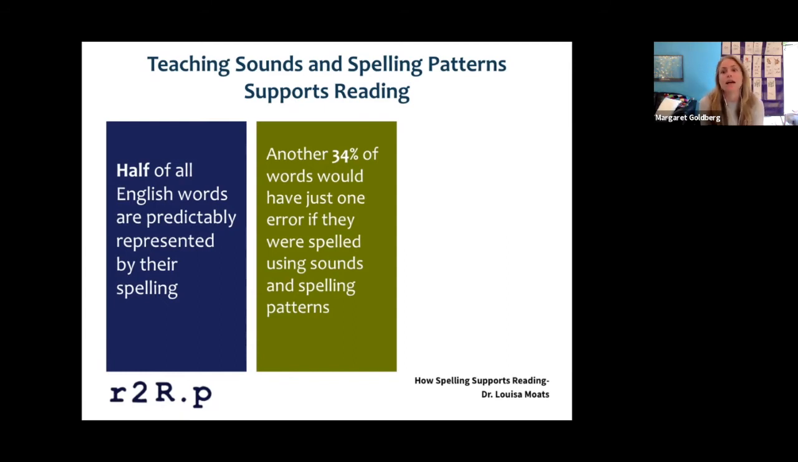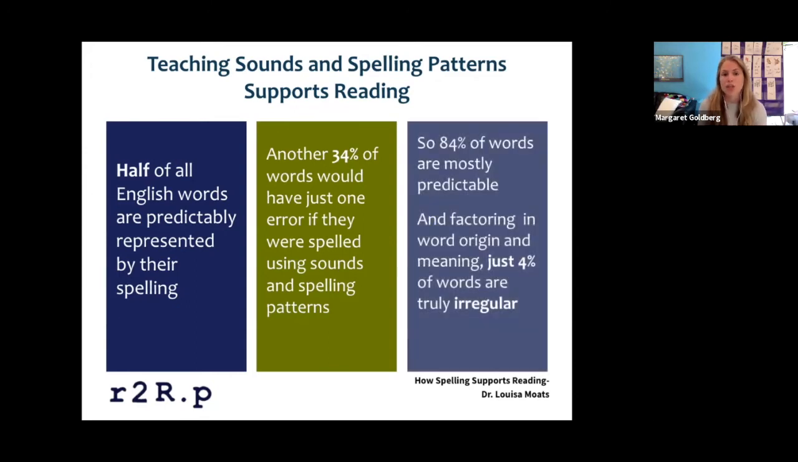The word is "independent." But another 34% of words you can sound out, and if you have strong phonological awareness, tweak a sound to be able to try for the real word and pronounce the word as you would when talking. So 84% of words are mostly predictable.